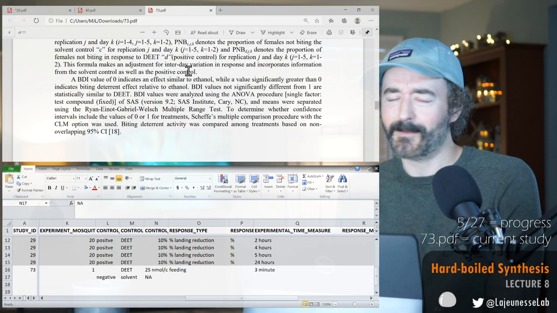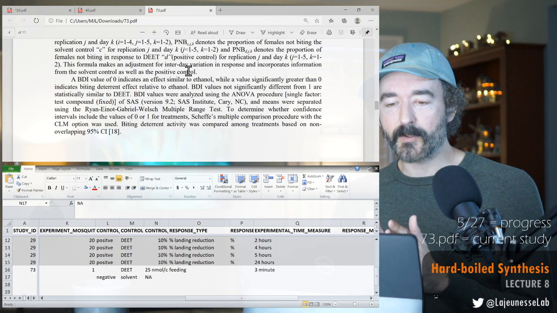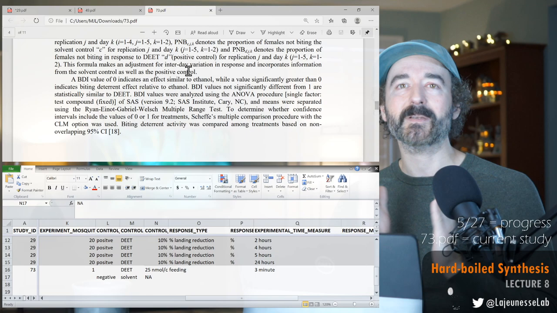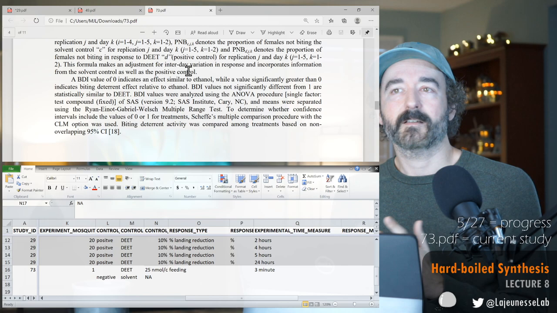Okay, so look, no, this is not good, because you have multiple nulls occurring within the metric. You have the null associated with the negative control, you have the null associated with the positive control. I feel like you could just avoid this altogether by just keeping those means separate. They're just count data in the end, feeding or not feeding. You could just plug it in as an odds ratio or something like that.